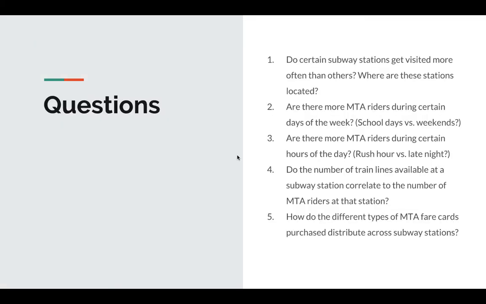Our questions are, do certain subway stations get visited more often than others? And where are these stations located? Are there more MTA riders during certain days of the week or certain times of the day? Do the number of train lines available at a subway station correlate to the number of MTA riders at that station? And how are the different types of MTA fare cards people buy at a station distributed across all of the subway stations?